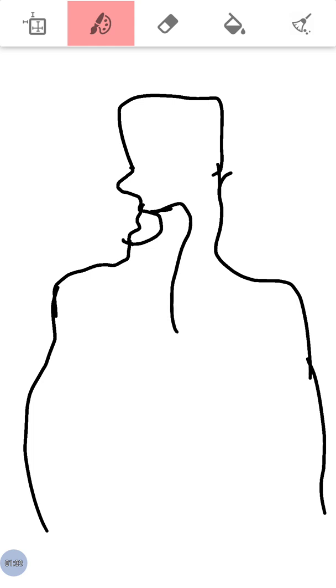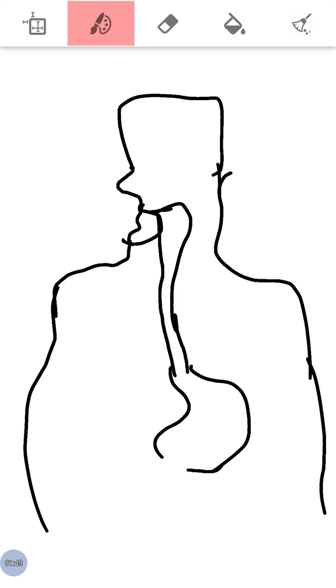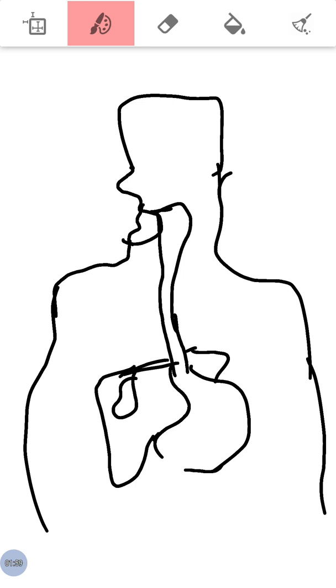Then from here you can draw, this is the esophagus or the food pipe. Then it comes into the stomach, and somewhere here you can find part of the liver, somewhat like this. Here is also a pouch-like structure. This is the gall bladder, and here you can draw a few vessel-like things, something like this.